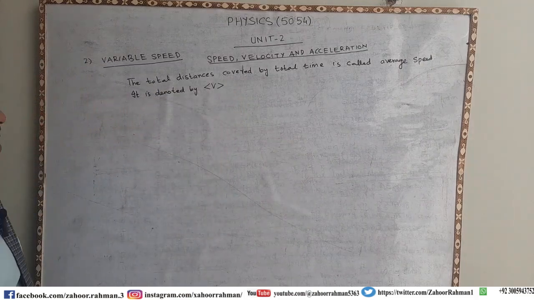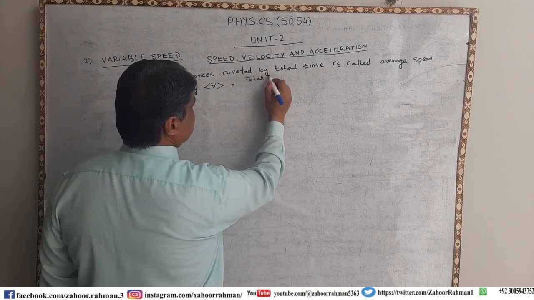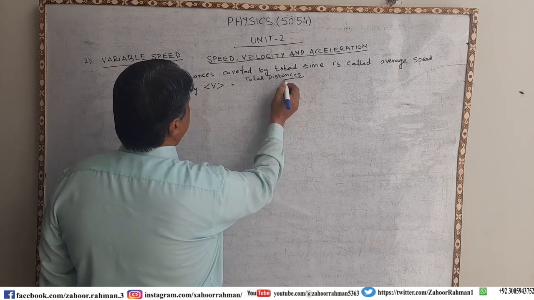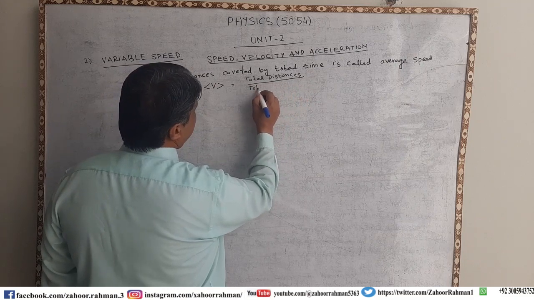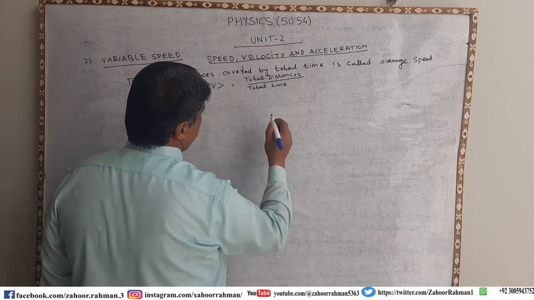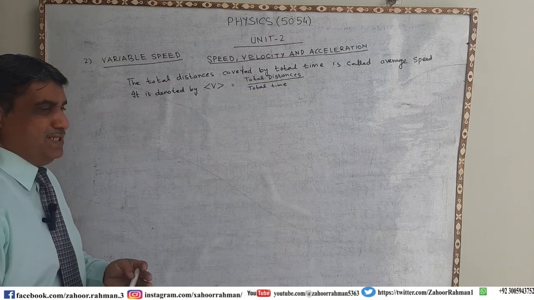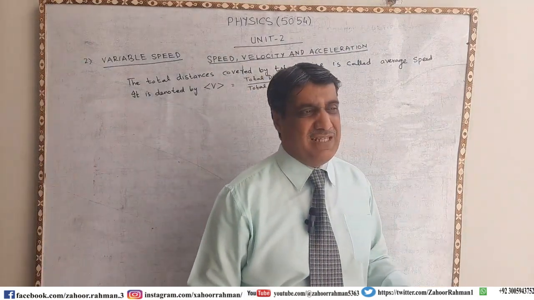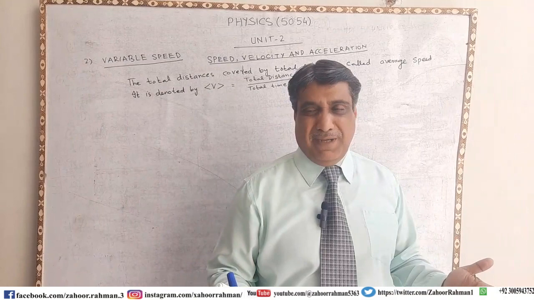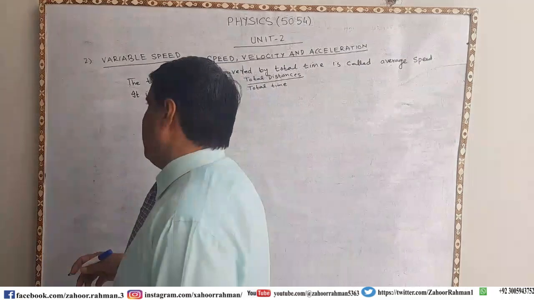That is called average speed, and that is total distance divided by total time. Total distance divided by total time, that is called average speed. After all, you have to tell someone that I went with about 50 kilometer per hour to Islamabad. It means that you are telling it about the average. So that is average.